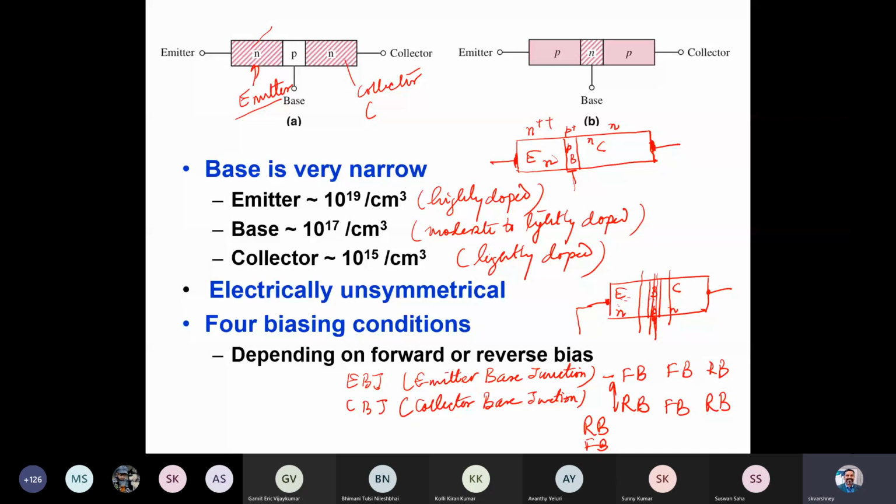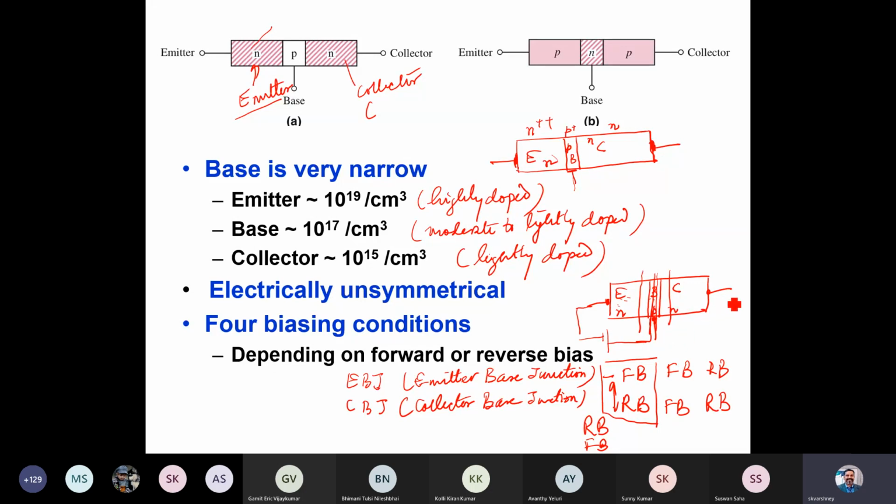These four conditions make it useful for a variety of applications. What we are going to learn is one application, where the emitter to base junction is forward biased and the collector to base junction is reverse biased. With the NPN geometry, the emitter N side has to be connected to the negative terminal, and the base region to the positive terminal, to make it forward biased.